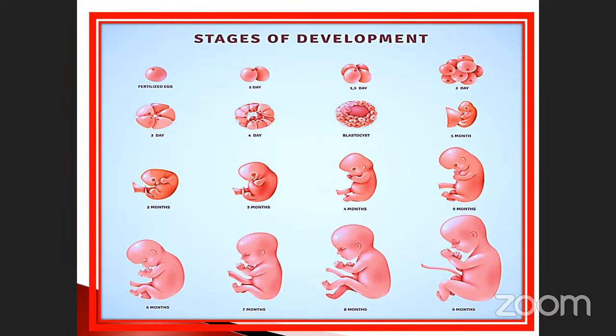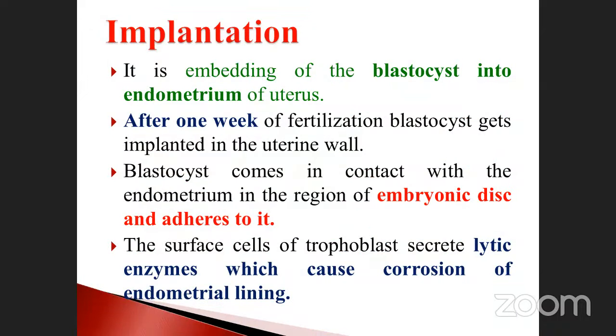Okay, from the single zygote to fertilized egg to the entire multicellular infant or baby. Okay, these are the changes. And then implantation. It is an embedding of the blastocyst into the endometrium of the uterus. Already we discussed. After 1 week of fertilization, the blastocyst gets implanted in the uterine wall.